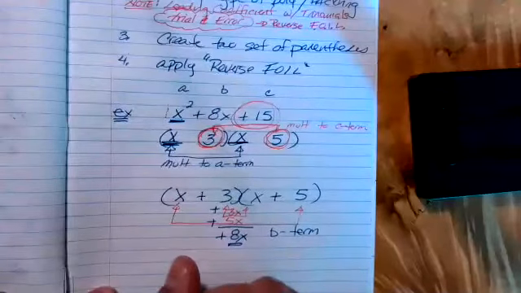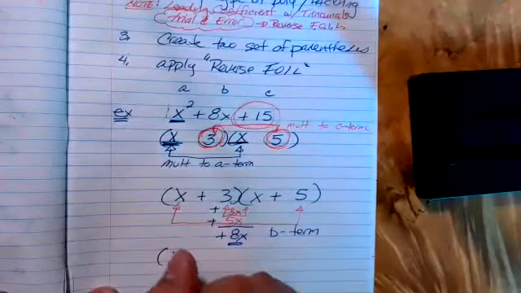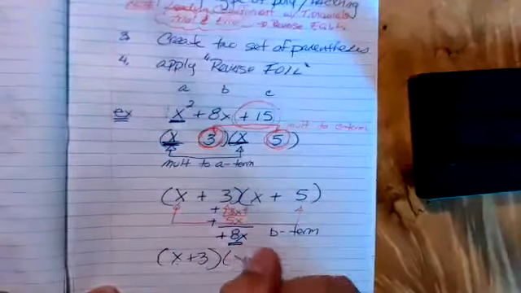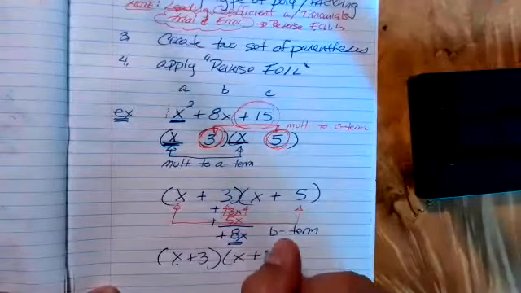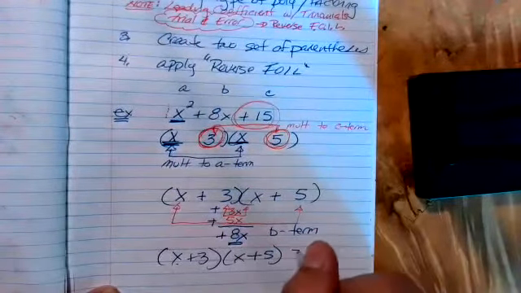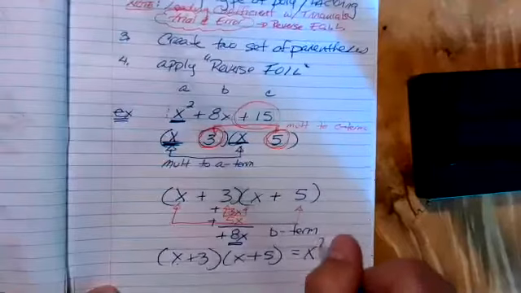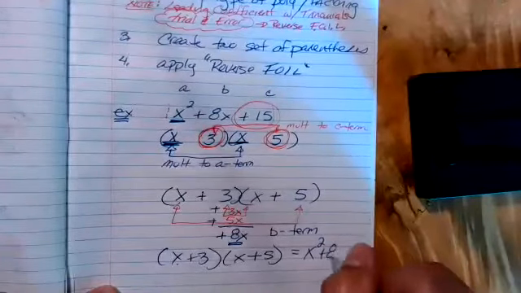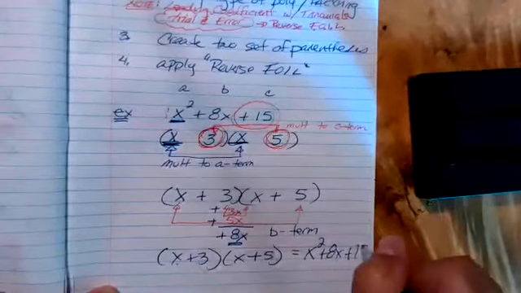It looks like I'm going to have, am I off the screen? x plus 3, x plus 5, which when multiplied together will give me a product of x squared plus 8x plus 15.